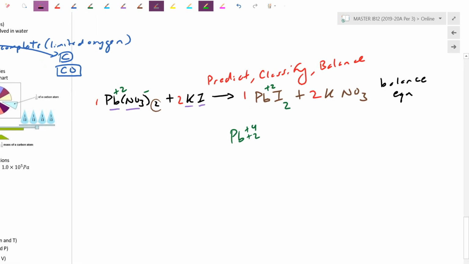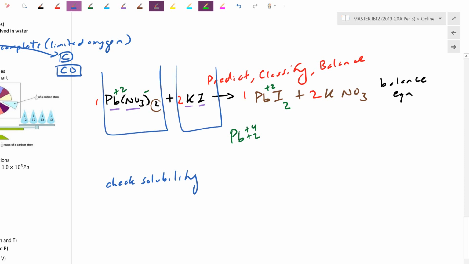All double replacements always make it look like we create 2 new things. What I want you to do is check that pink solubility chart. In this case, because it's a little bit hard to mix a powder and a powder together, usually what we do is we dissolve this one and we dissolve the KI. Because the ions are fully dissociated, we then mix them together and see whether they've actually formed a compound.